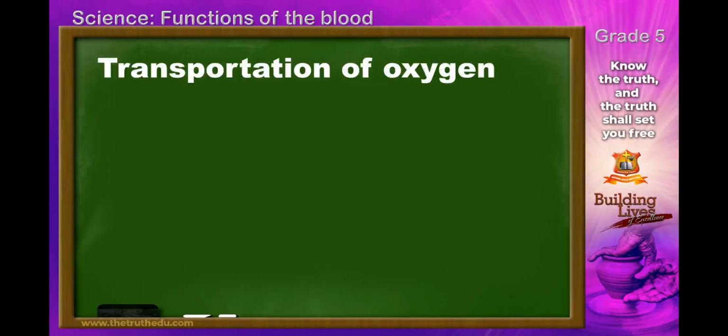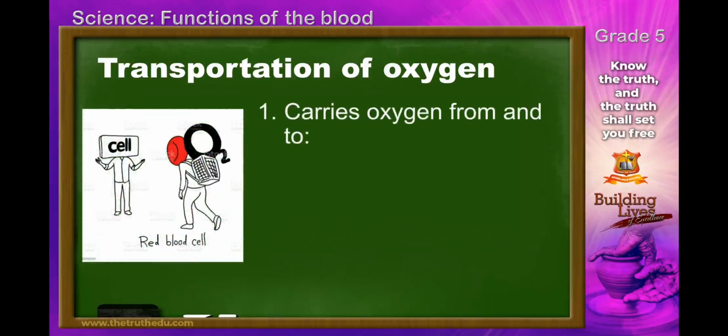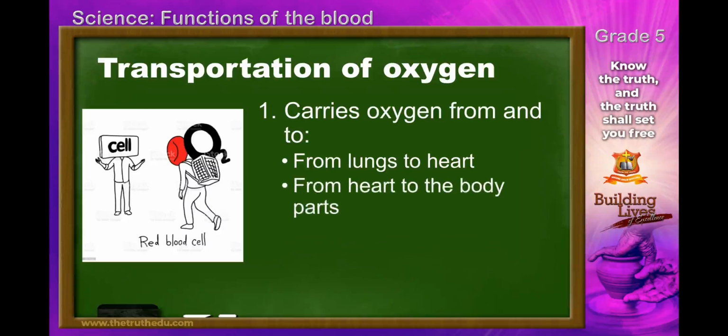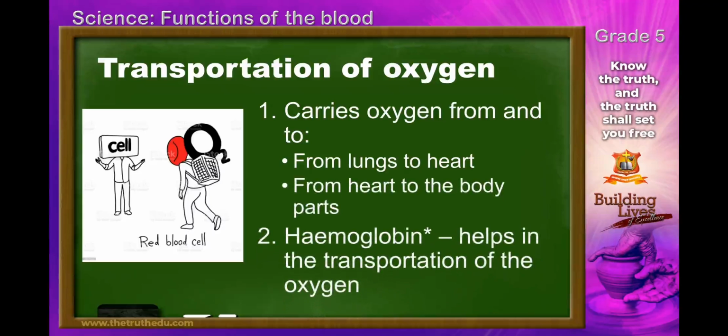Now we will look at the transportation of oxygen. Oxygen is carried from the lungs to the heart and from the heart to the body parts. And this is accompanied by hemoglobin. We'll come to know what hemoglobin is later on.